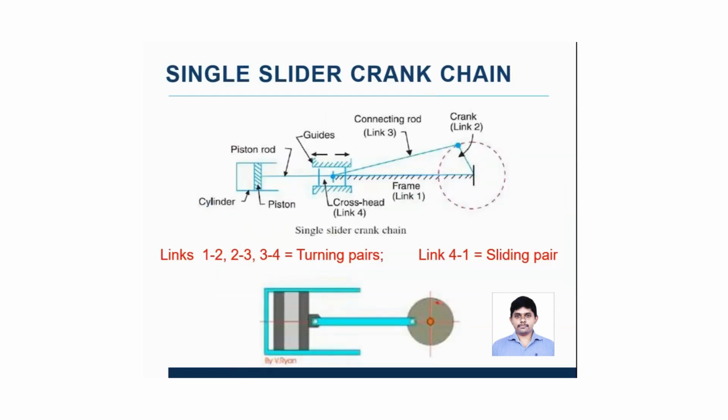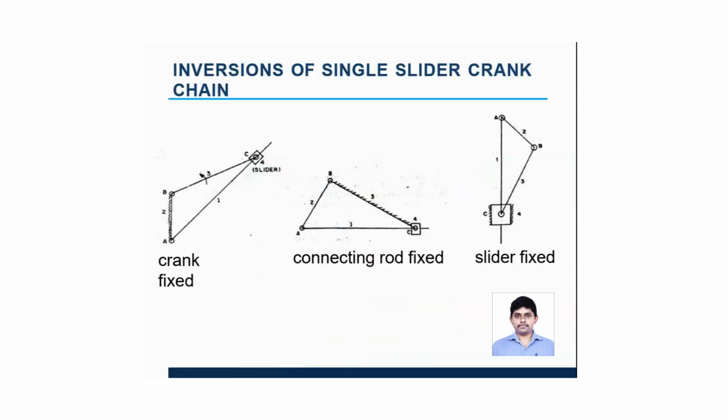Let us take another one. It is the single slider crank chain. Here we have a piston, this is the crank, and this is the connecting rod. When the crank makes a rotation, the connecting rod pushes the piston, and it can move in either the left or right direction linearly. Because of that the turning path is induced. This is why it is called the single slider crank chain.